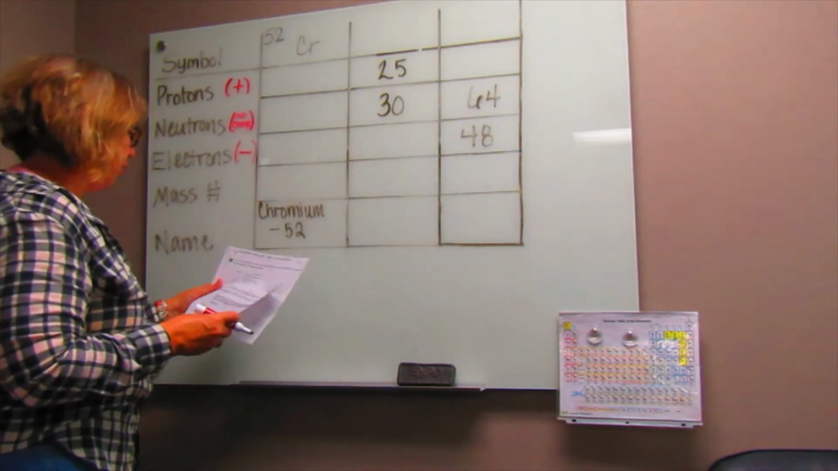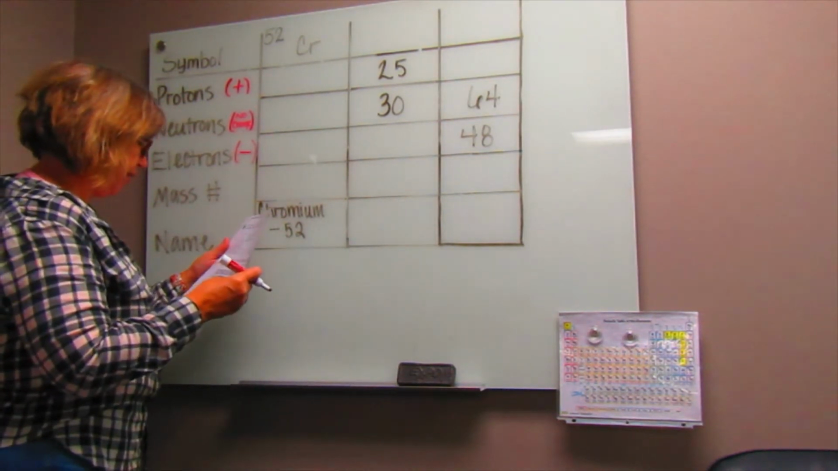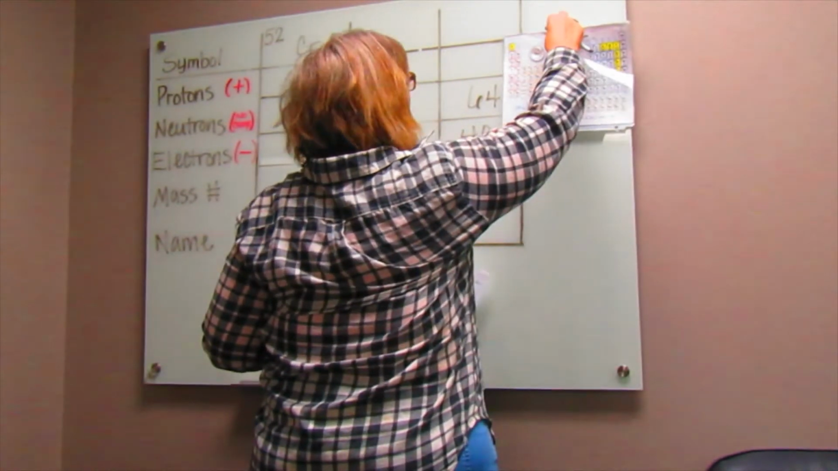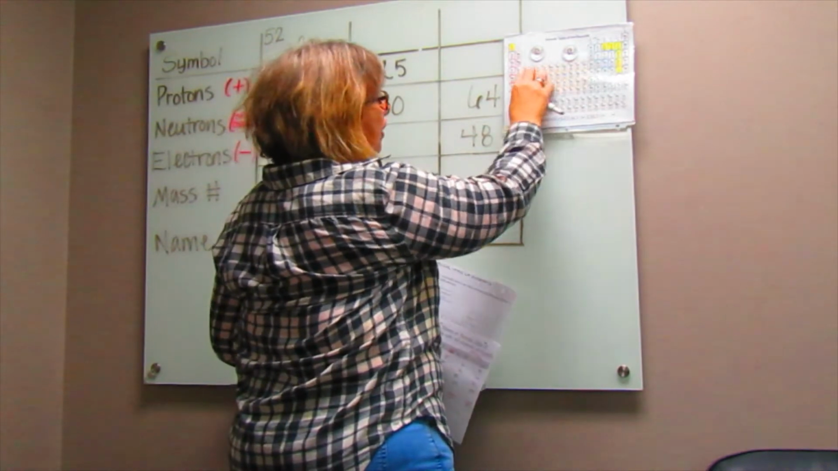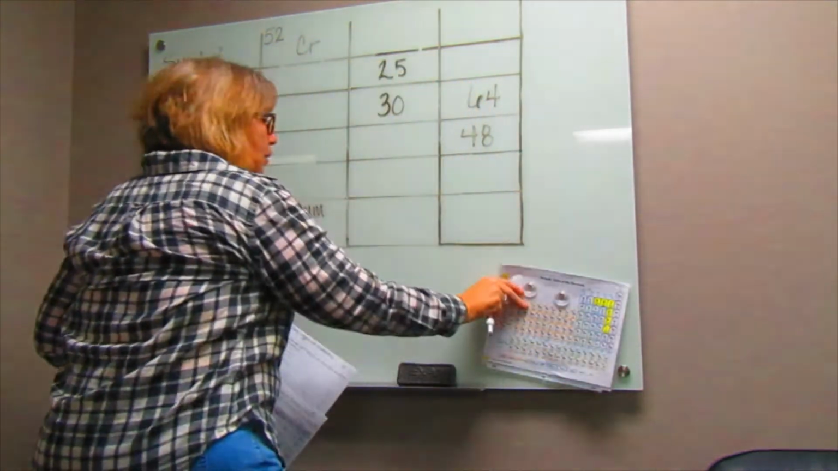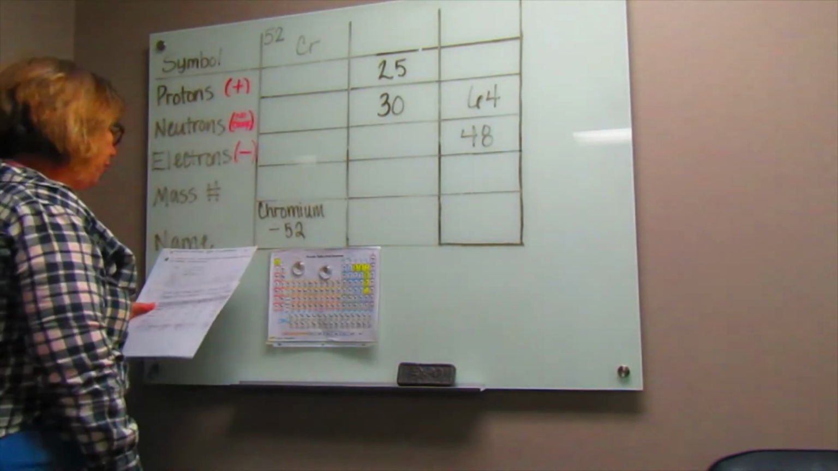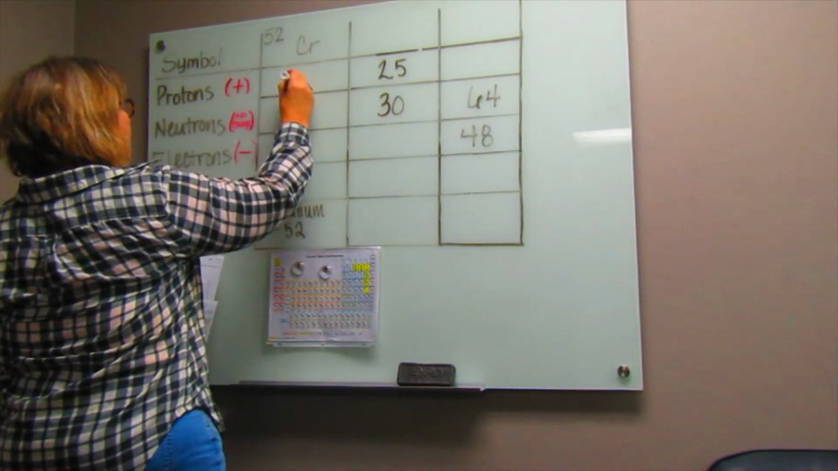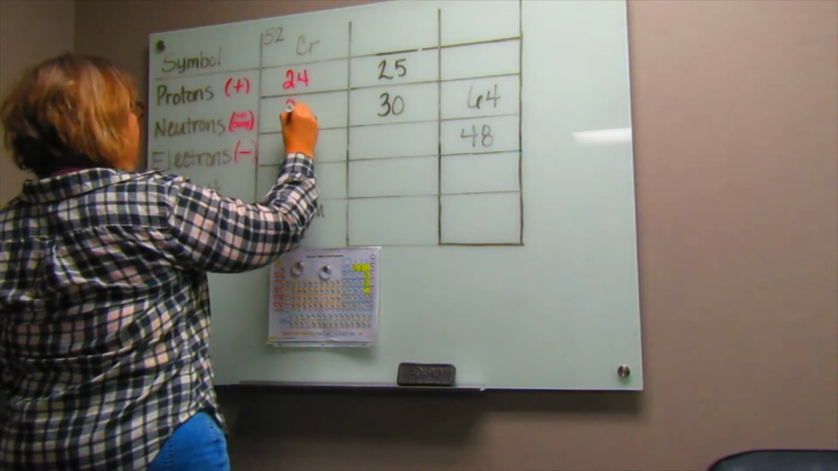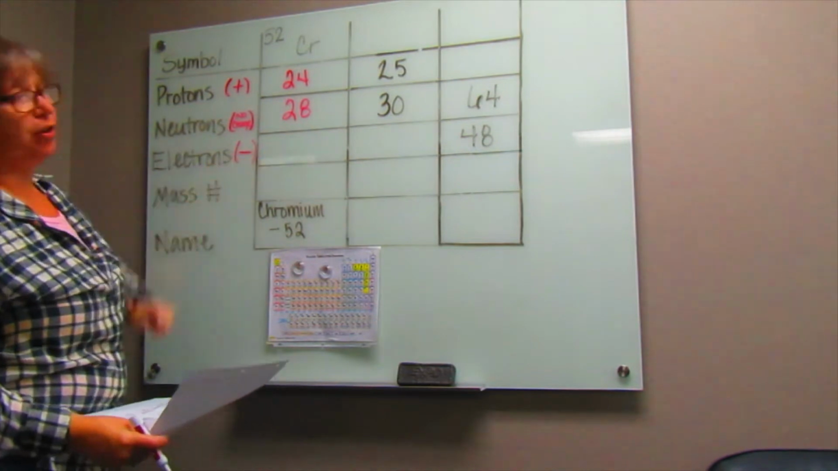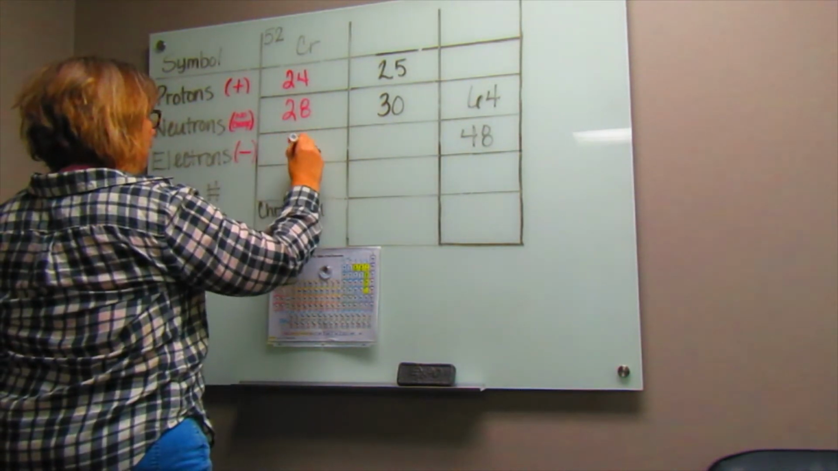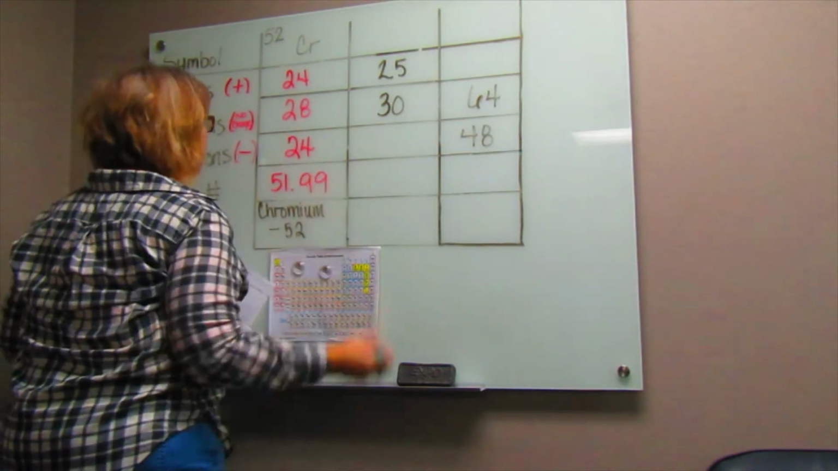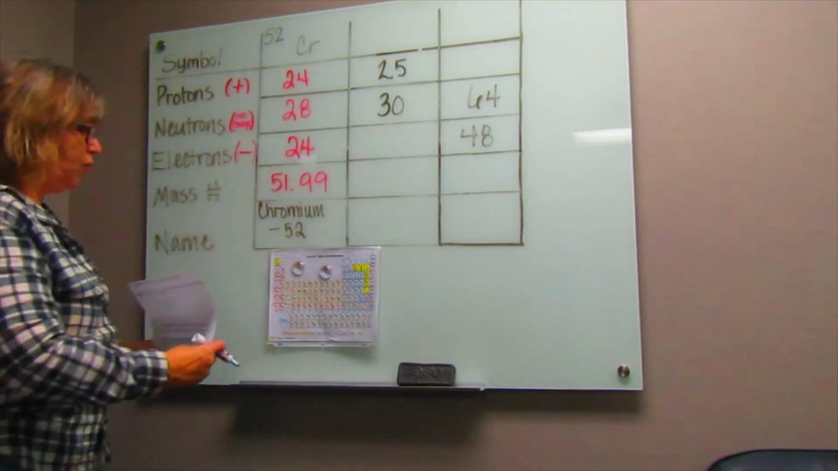So we need to be able to determine from that information on chromium how many protons, how many neutrons, and how many electrons. Okay, so chromium is one of the transition metals, right? And so that means that it can take on more than one charge. It's in the center here, the transition metals. So when we look at chromium, we can see that chromium has 24 protons, 28 neutrons, and your protons and your electrons are generally the same. And then our mass number is 51.99. Okay, so we're just going to round this up to 52.